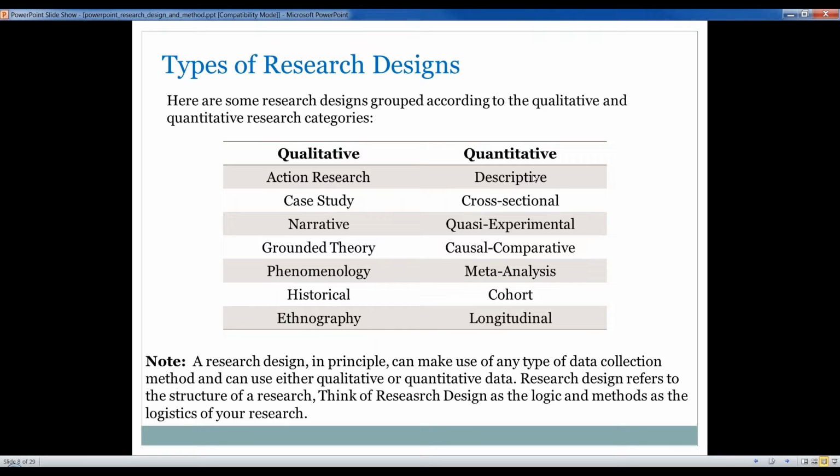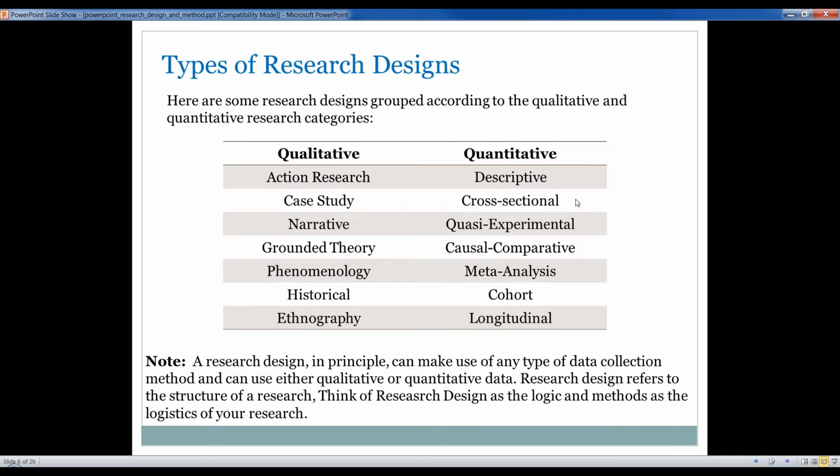Quantitative, we have our descriptive studies where it's just basically straight numbers. You have cross-sectional. Cross-sectional, what that really means is that you're taking information from people at one point in time. You'll see this a lot when you take a survey. You're going to go out and you're going to survey some people. Well, maybe you're going to survey a group of people that come into the study over a month or two, but that's it.